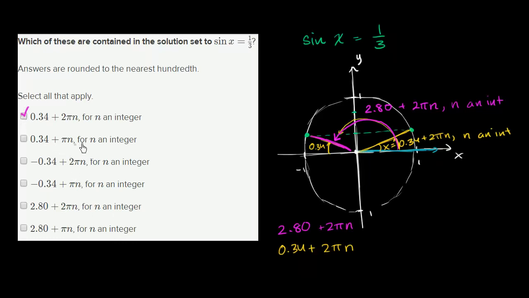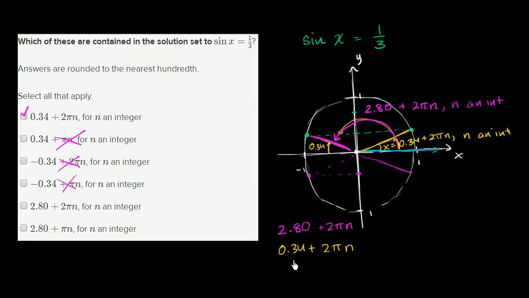0.34 plus pi n for n, an integer. So if we have 0.34, and if we were to not add 2 pi, but just pi, where would we get to? Well, we would get to right over there. And the sine of this isn't going to be positive 1/3. It's going to be negative 1/3. So we could rule that out. Negative 0.34, well, that's this angle right over here. The sine of that's going to be negative 1/3. And if you add a multiple of 2 pi to that, you're still going to get negative 1/3, so that doesn't work.